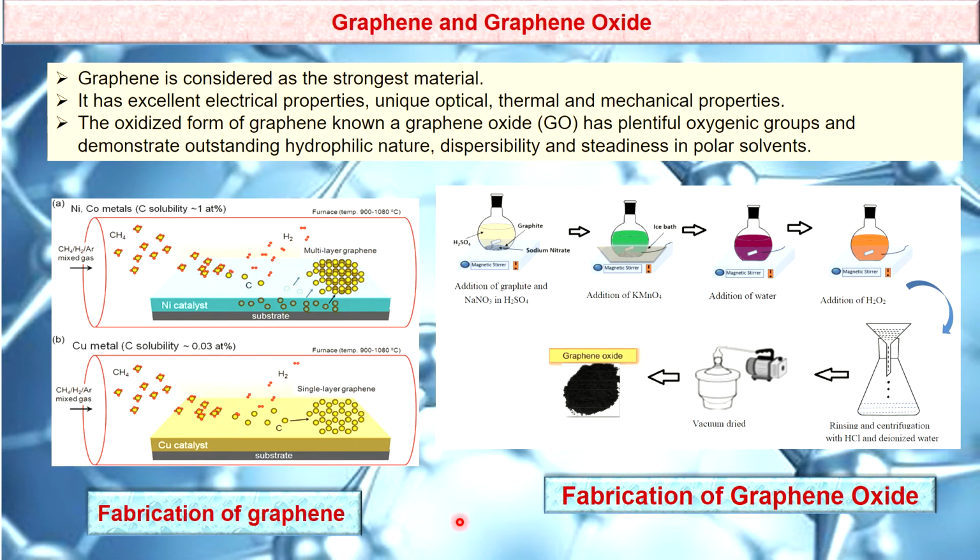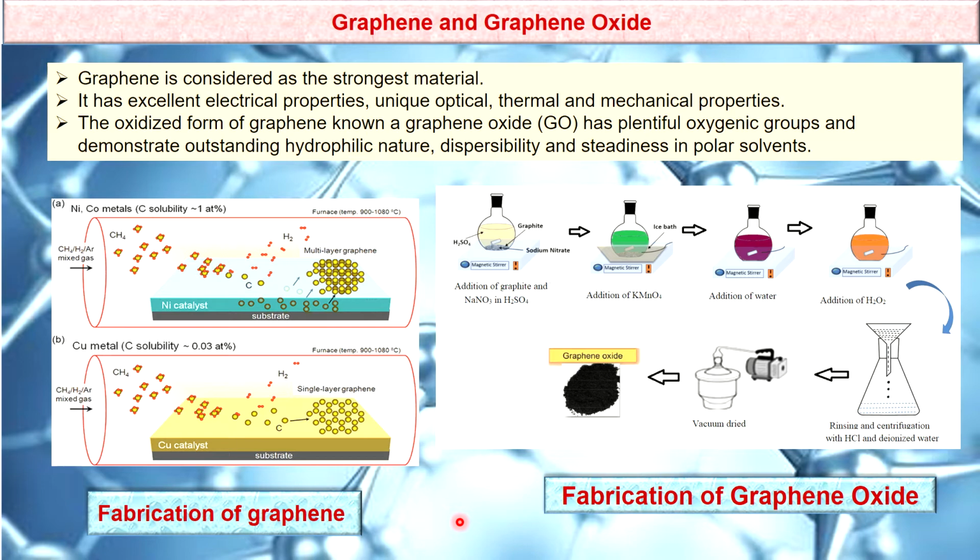Next, we'll have a look into the other important nanomaterial, that is graphene and graphene oxide. Graphene is considered an important nanomaterial because of its excellent electrical conductivity. And this electrical conductivity is because there is no band gap, because of the overlapping of valence and conduction band. And it also has other properties like optical, thermal and mechanical properties. Graphene is also considered the toughest material. And the oxidized form of graphene, known as graphene oxide, has plentiful oxygenic groups, and it demonstrates outstanding hydrophilic nature, dispersibility and steadiness.